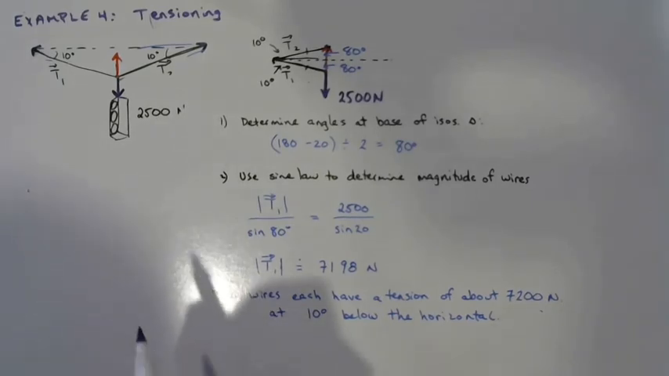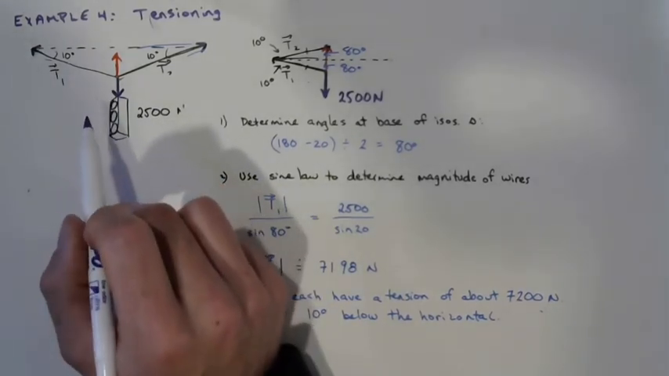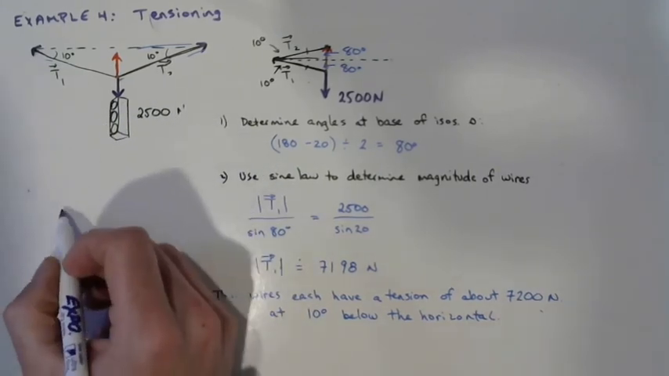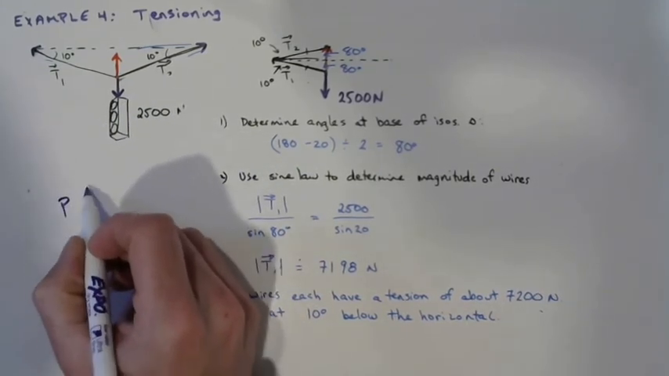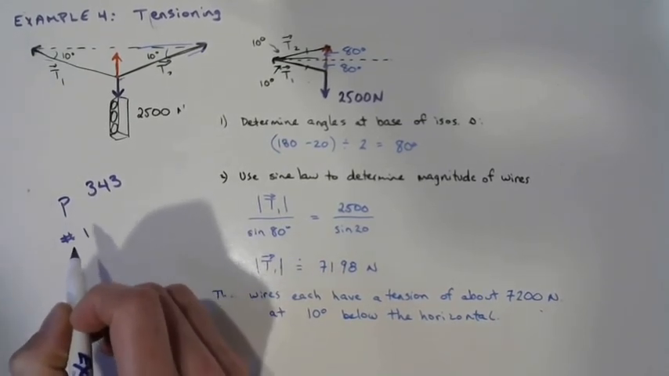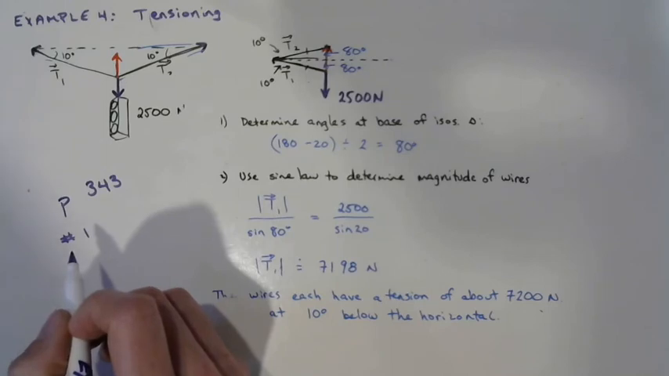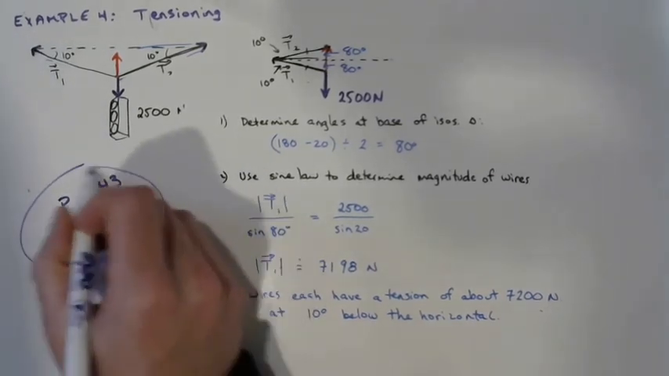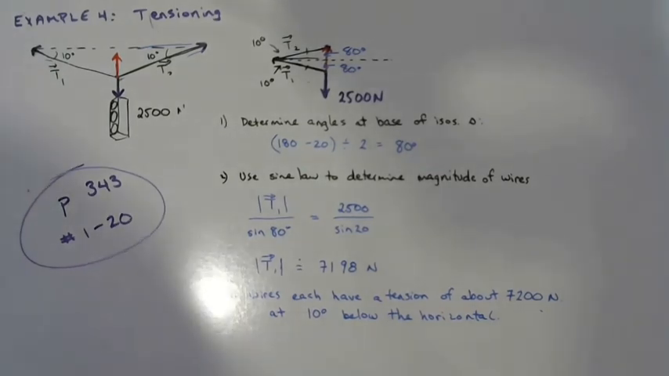All right, so it was all about finding the resultant and then balancing it out with an equilibrium. And we should be able to do, from page 343, numbers 1 through 19, or 20 even. Thanks for watching.